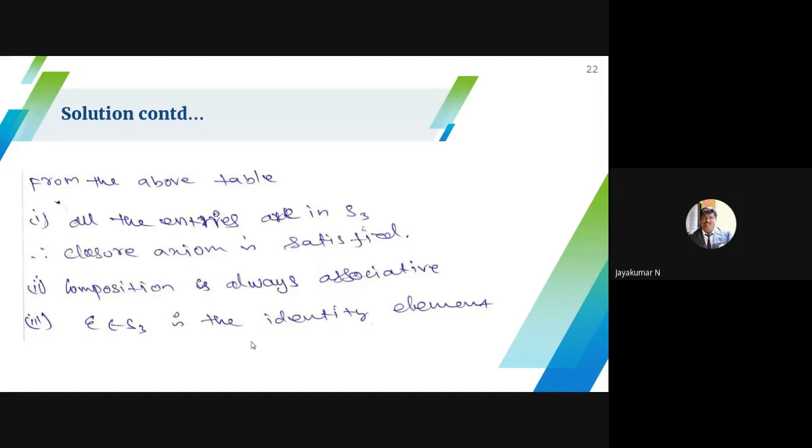So the closed axiom is satisfied. Composition is always associative. Here you cannot write that composition is always commutative. Composition is always associative, but commutative may or may not be. So clearly you know that epsilon belonging to S3 is the identity element.